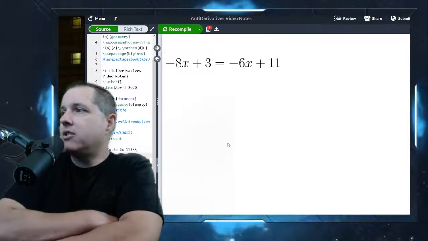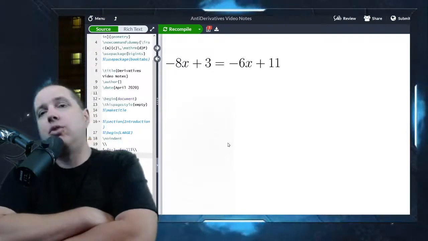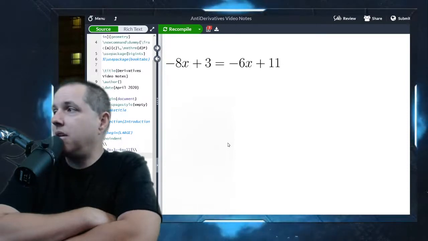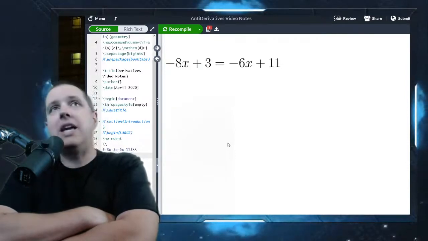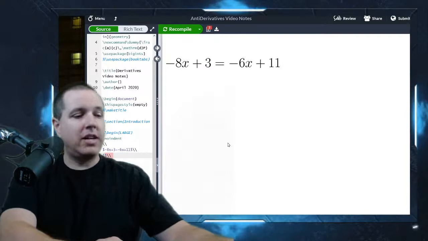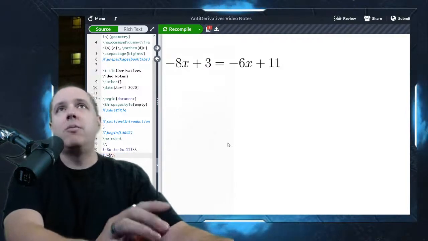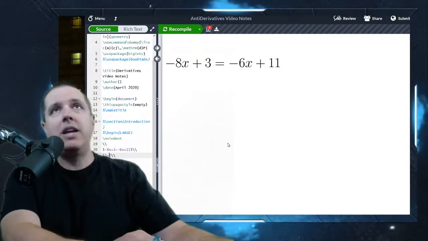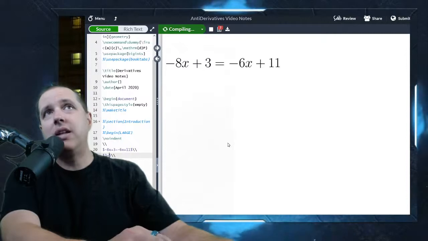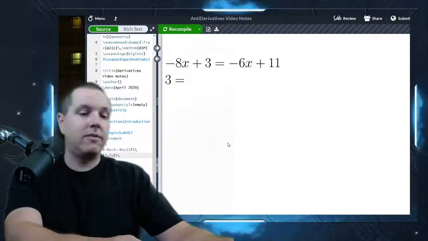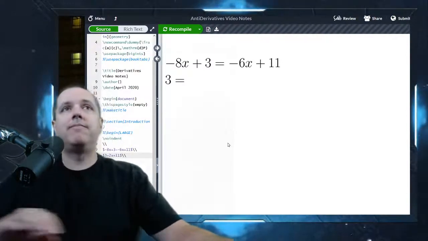I'm going to add 8x to both sides. That's what the addition rule tells me I can do. I can add the same thing to both sides of the equation. So I'm going to add 8x. So when I do that, I just get 3 on the left. But when I add 8x on the right, negative 6x plus 8x is 2x plus 11.